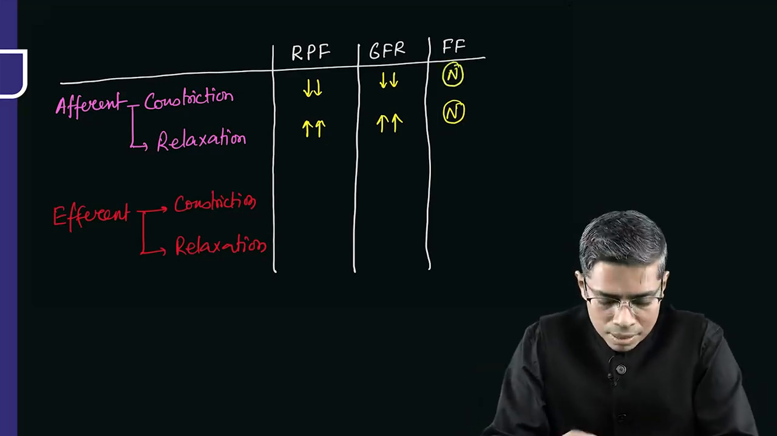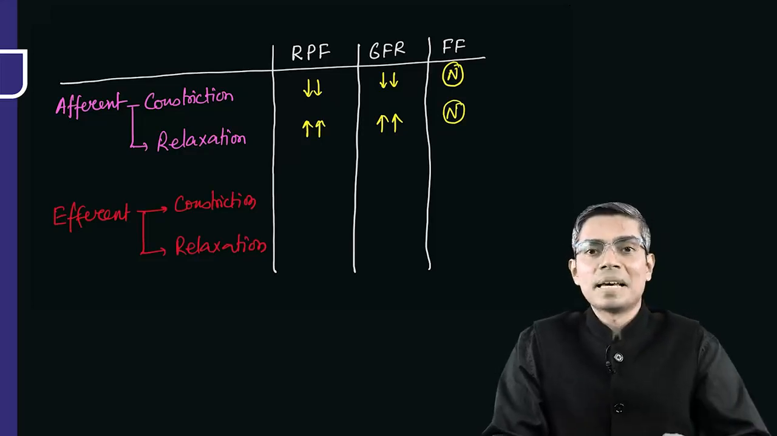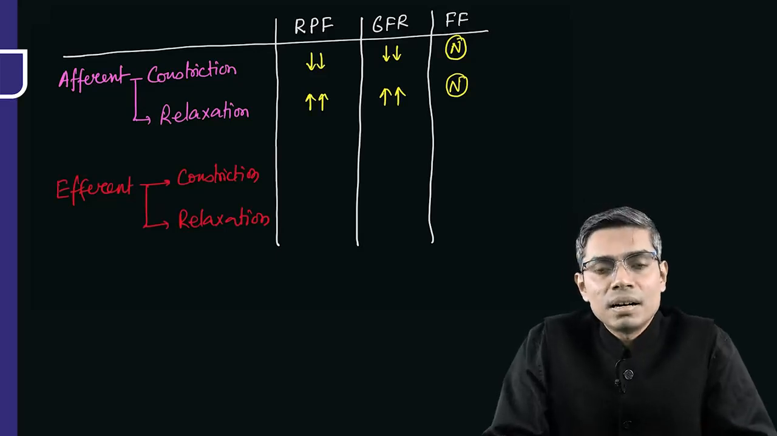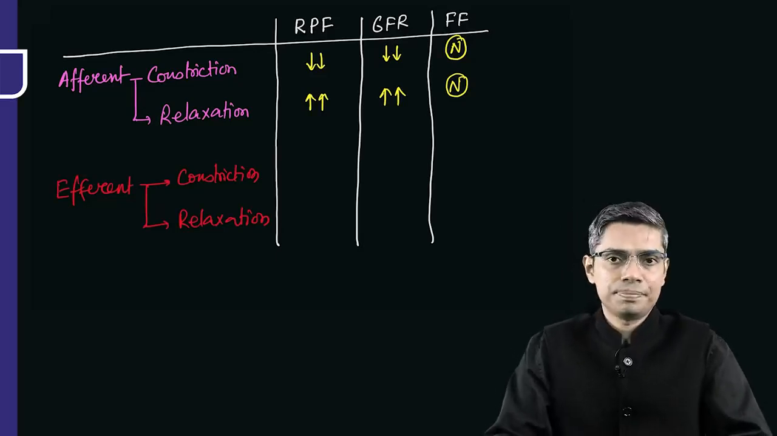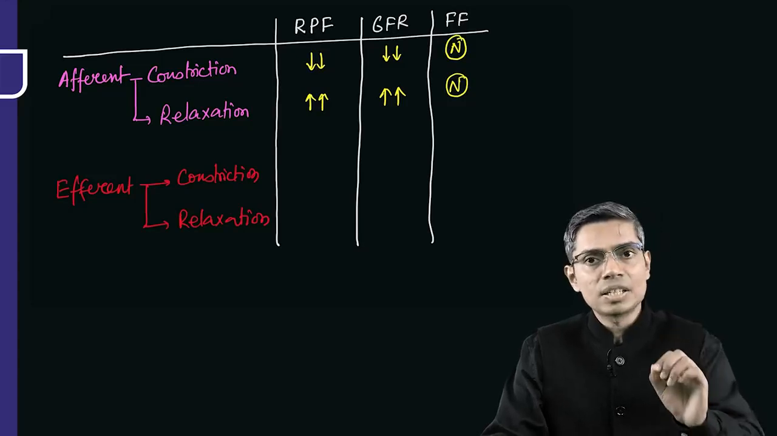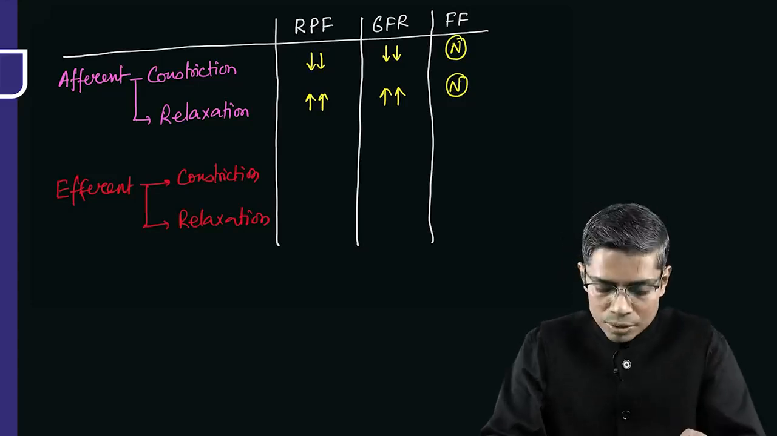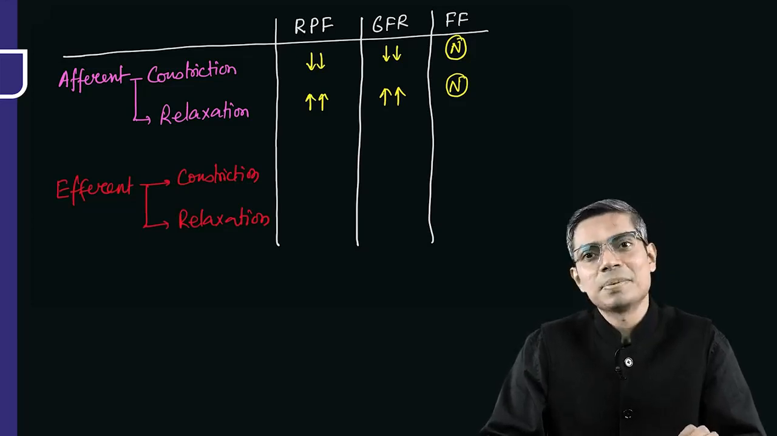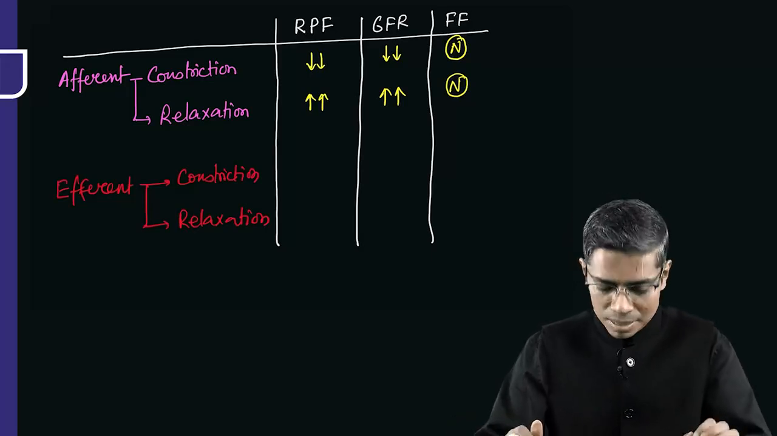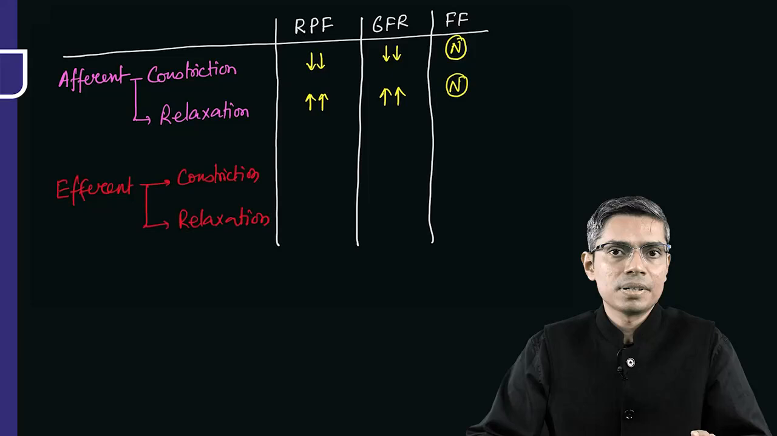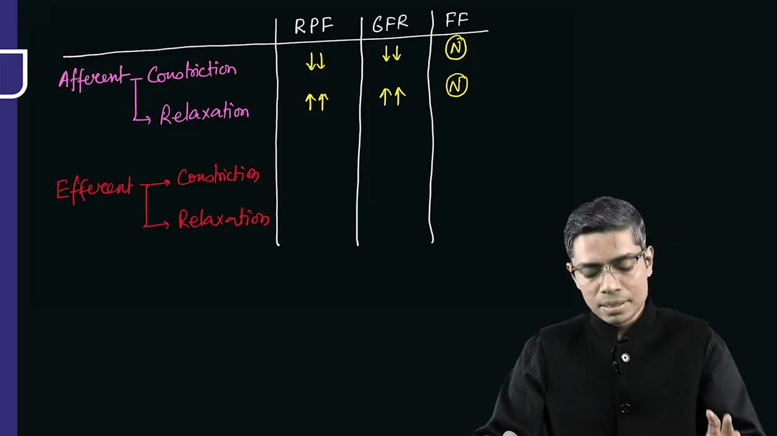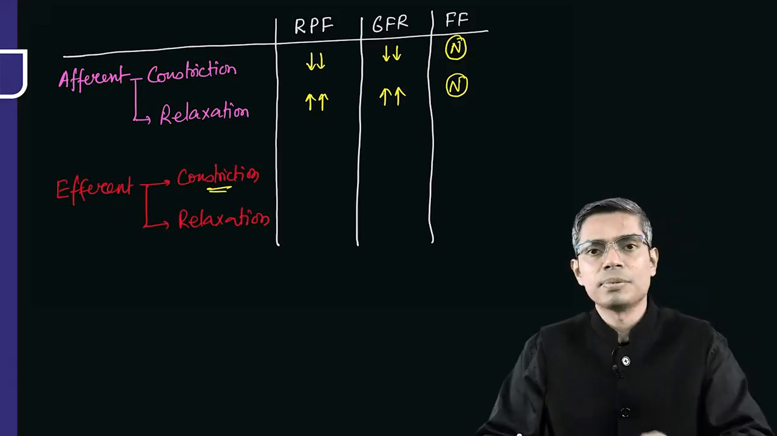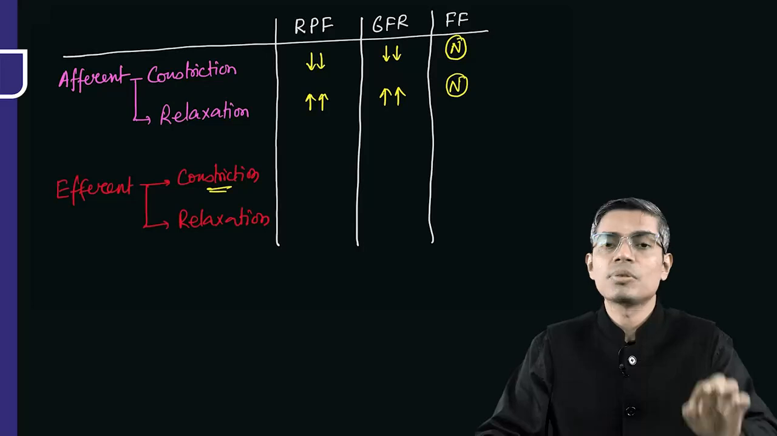Okay. Now, the main problem arises whenever you are looking at efferent arteriole constriction. So, with efferent arteriole constriction, what is going to happen at the level of renal plasma flow and GFR? I know you know something about this, but look at the concept, how you are going to remember this. With efferent arteriole constriction, renal plasma flow will be reduced, but why?